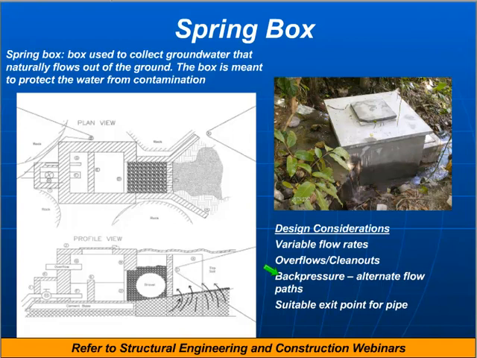Here we have a spring box. This is an example of a spring box. Just a simple box that has a lot of the same considerations as the dam, the variable flow rates, the overflows and cleanout. And back pressure and alternate flow paths, this is something that I think is more unique to the actual spring box. With a dam, you can see the natural channel, and so you can picture where the water is going to go as you dam it up and increase the height of that water. But with a spring box, it's really hard to see what's going on because it's all underground behind that point where the water is daylighting.